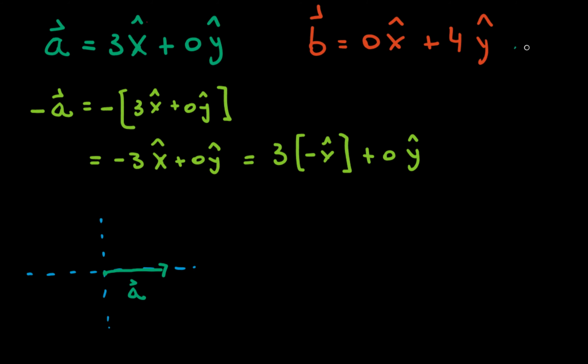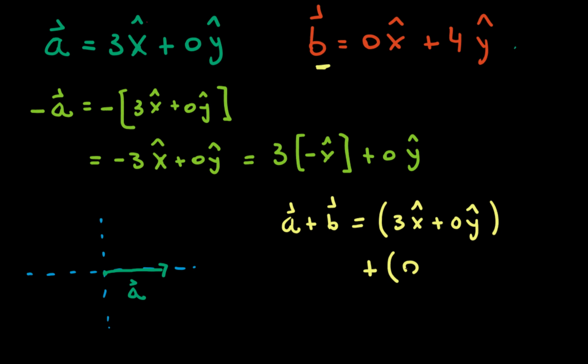What I will show you first is how to add these two vectors algebraically. So vector A plus vector B is equal to, I will just write down algebraically what A is. It's 3 in the x direction plus 0 in the y direction. Now I'm going to write what B is, plus 0 in the x direction plus 4 in the y direction.